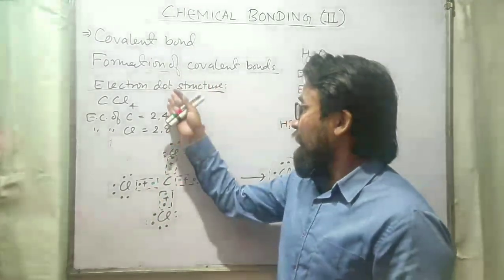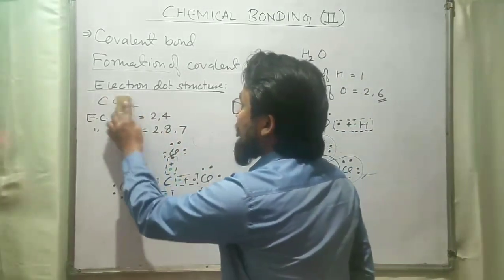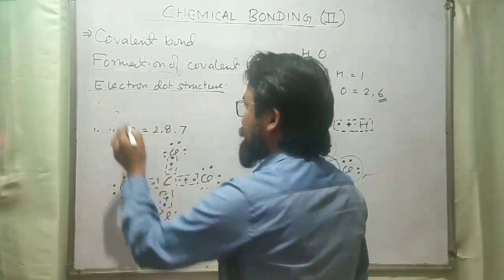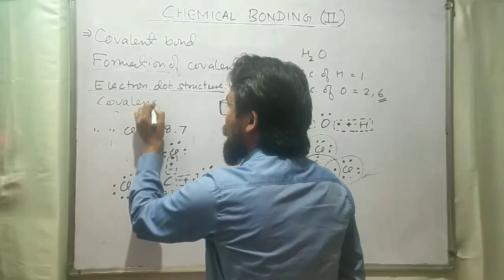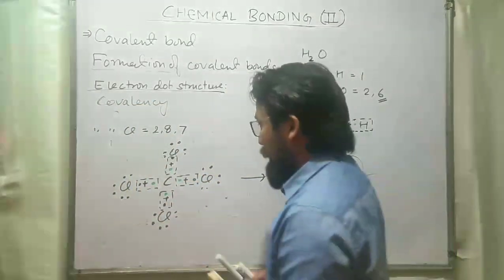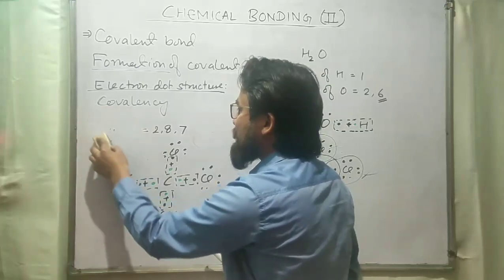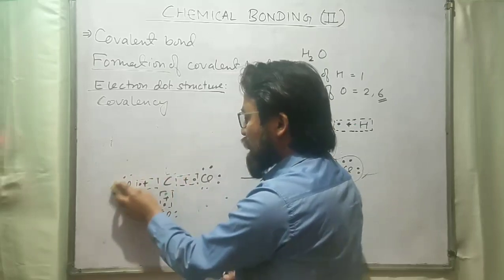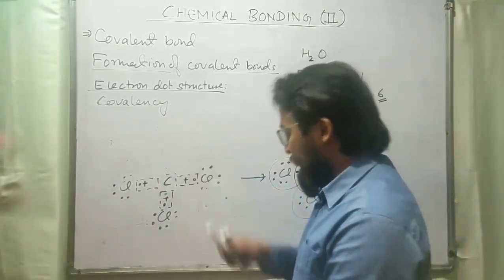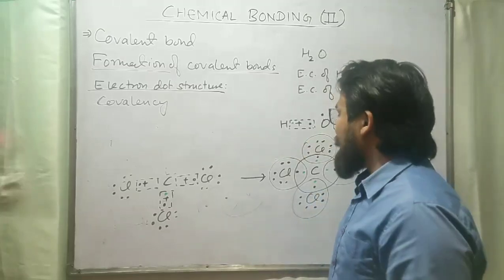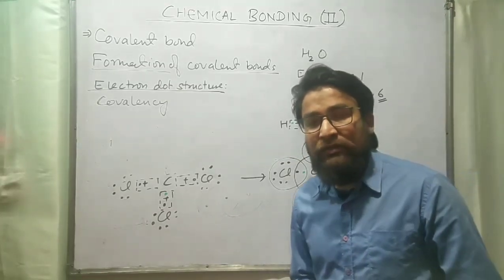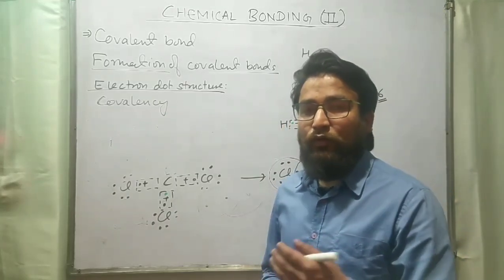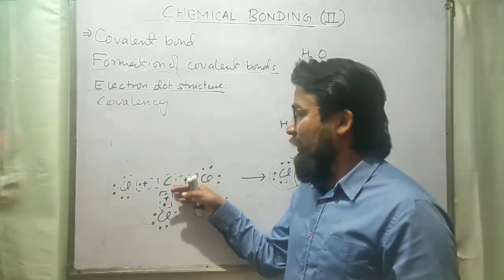Now the next topic that we are going to discuss is covalency. So let's see what is covalency. As you have heard about electrovalency, that is the number of electrons gained or lost by an atom of any element to form the electrovalent bond. Similarly, what is covalency? Covalency is the number of electrons shared by an atom to form a covalent bond.